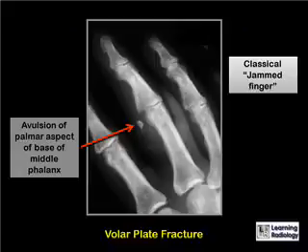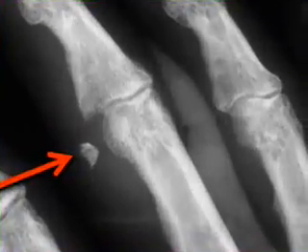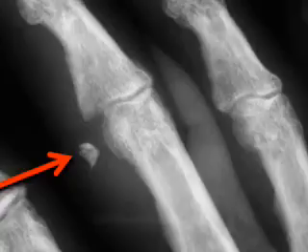This is a radiograph of a volar plate fracture. The red arrow is pointing to an avulsion of the palmar aspect of the base of the middle phalanx of, in this case, the middle finger. This is the fracture in a classical jammed finger.